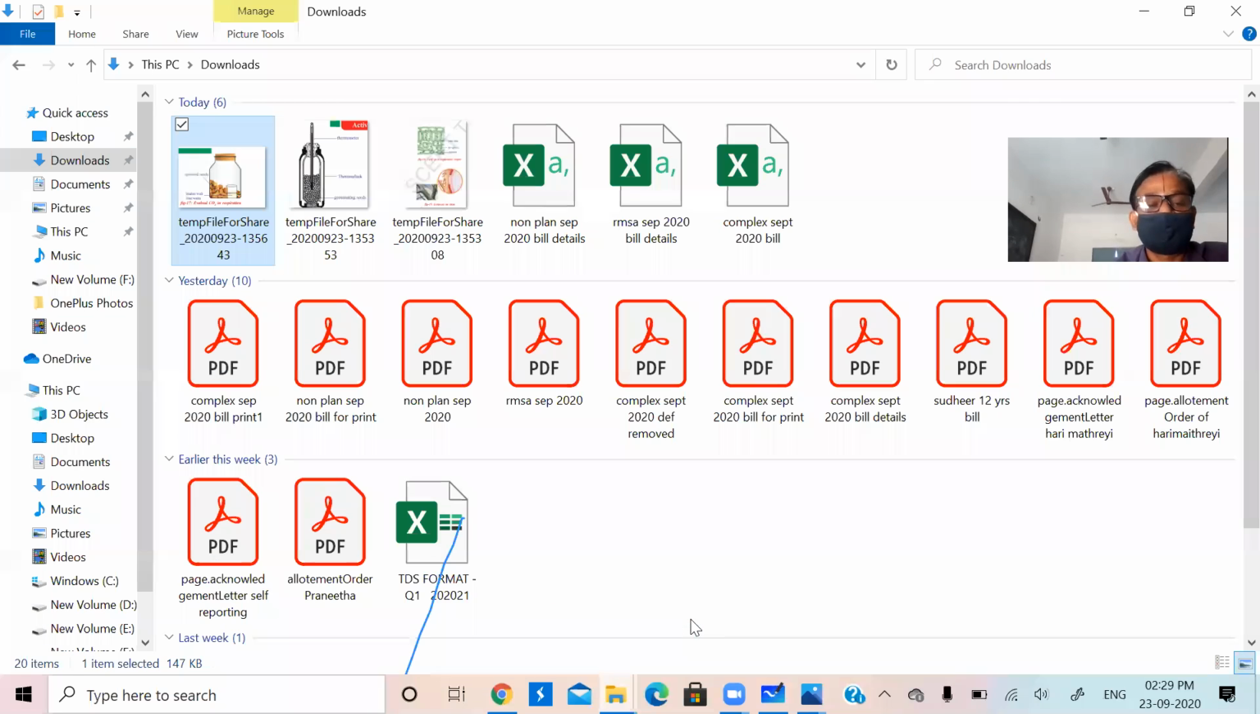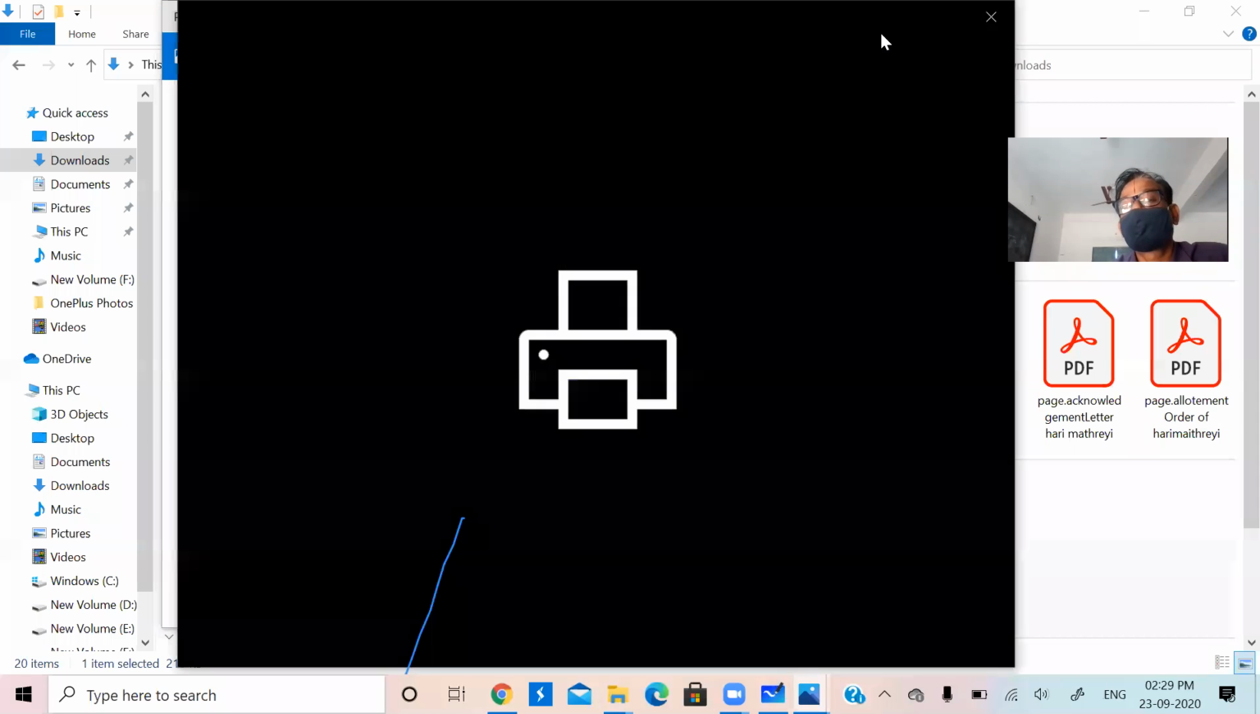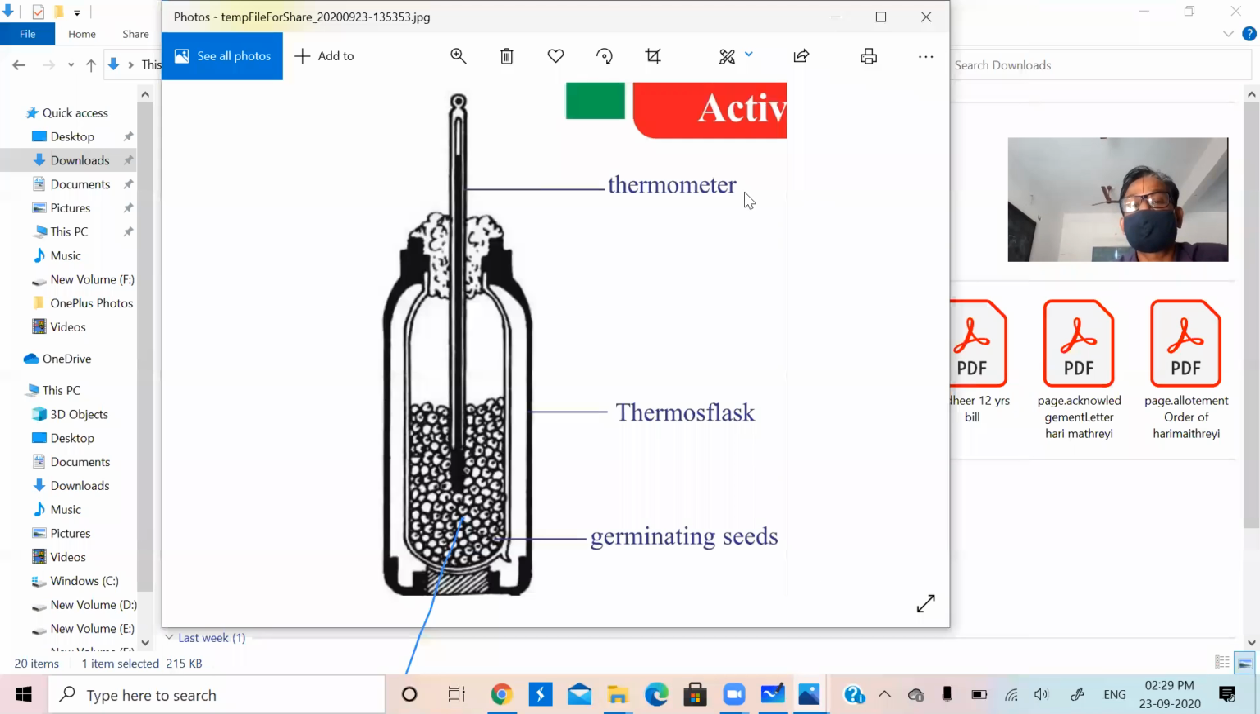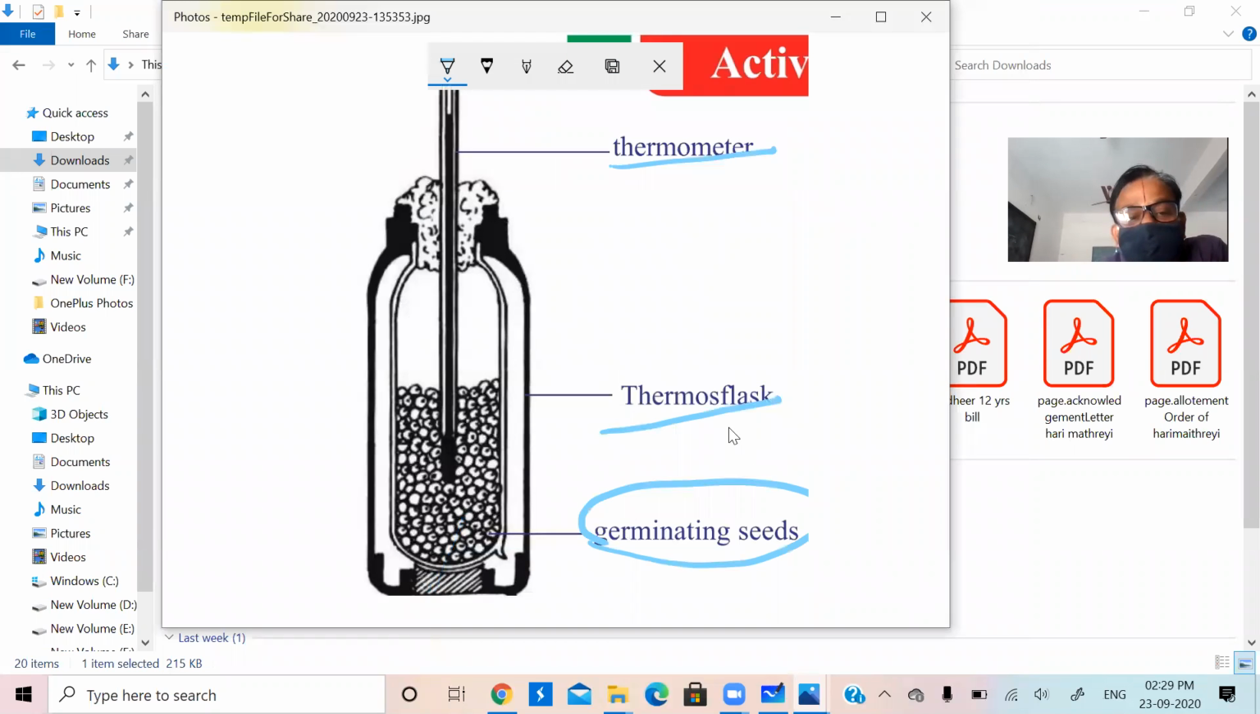Then one more experiment is that during the respiration, some amount of heat is released or heat is evolved. For that experiment, we require a thermos flask. This is a thermos flask. Then a thermometer and germinating seeds. These three are required for this.